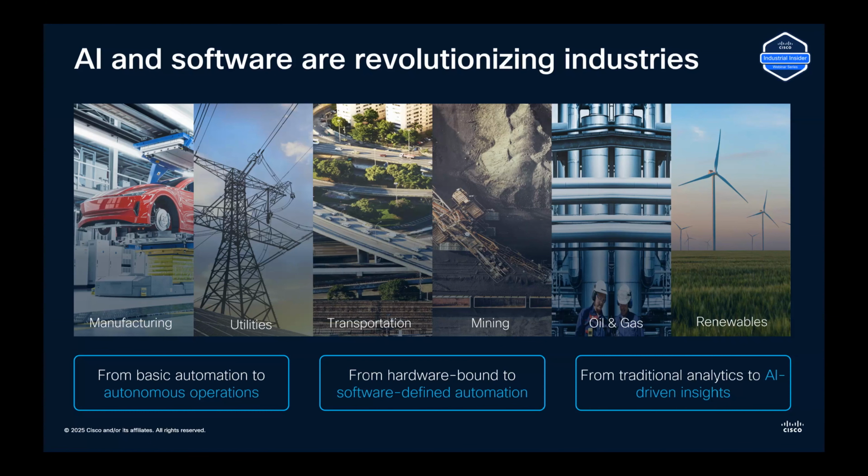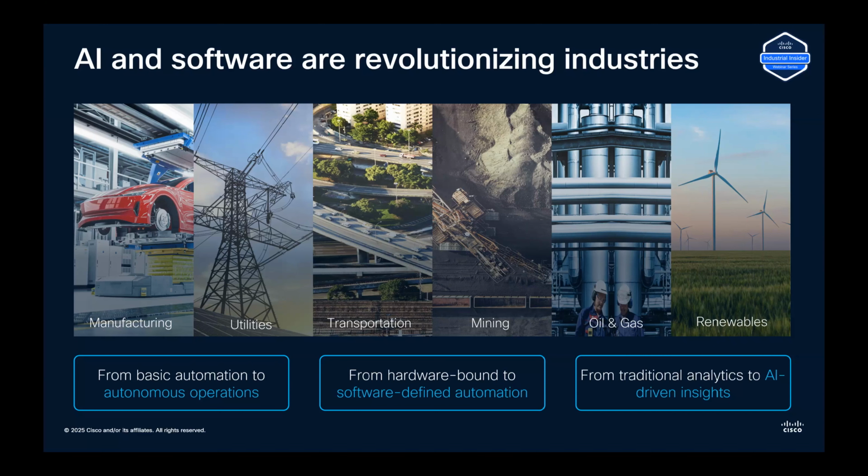where AI and software are revolutionizing industries. And it's not just manufacturing or utilities, but it's all across manufacturing, utilities, transportation, mining, oil and gas, renewable power generation. They all are now modernizing their operations. They're looking at moving from basic automation to autonomous operations, where software is the driving factor. They're moving from hard appliances that do only a single thing to more software driven ones, which you can modify, which you can adapt, which you can innovate upon more easily.